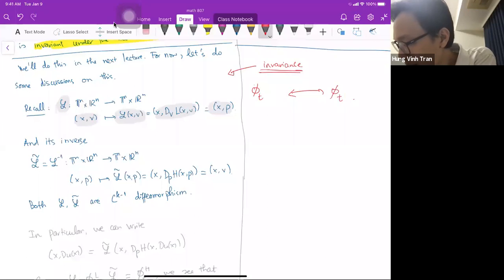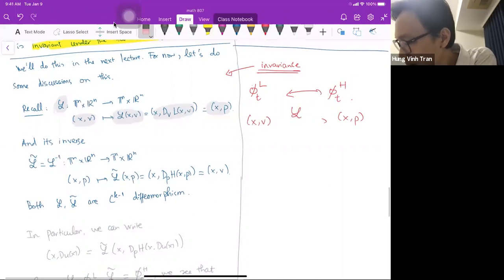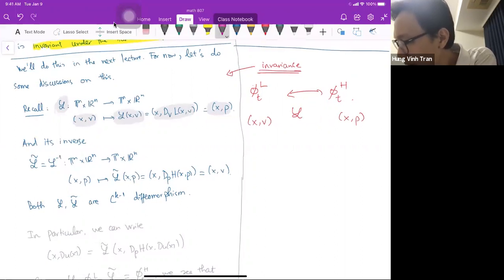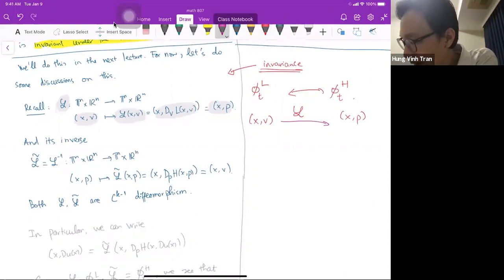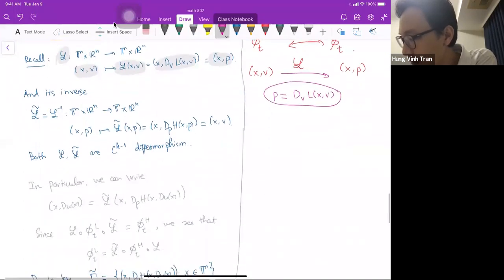This is V_t of L, V_t of H. So you start with x_v here, and you link it to x_p, right? And this map is the curly L map. No, it's just one way. You go from x_v to x_p, then this is the curly map L. And P is nothing but d_v of L(x, v). Okay, that's the map curly L.